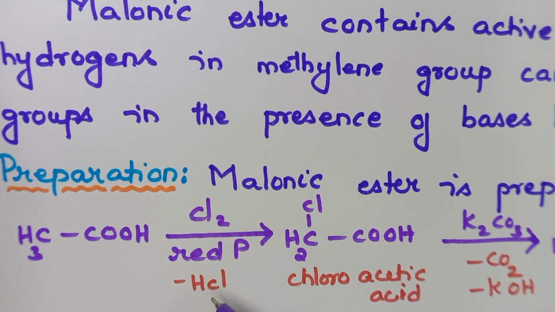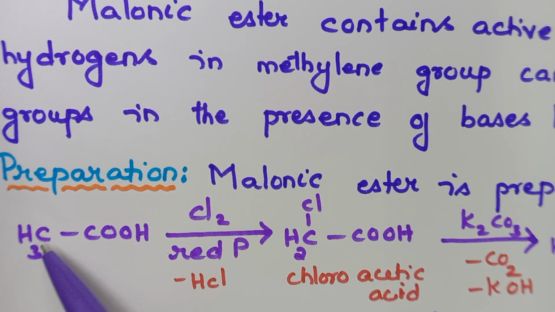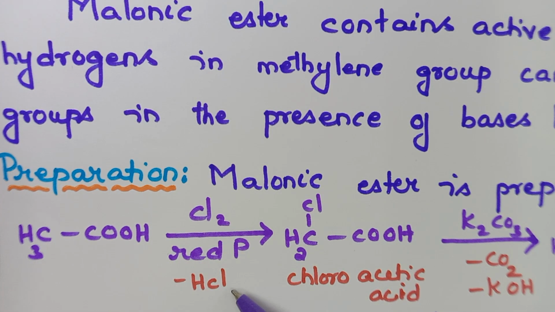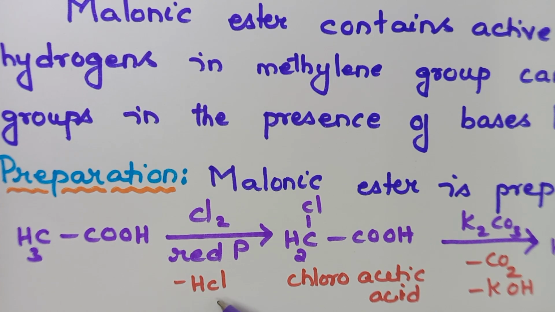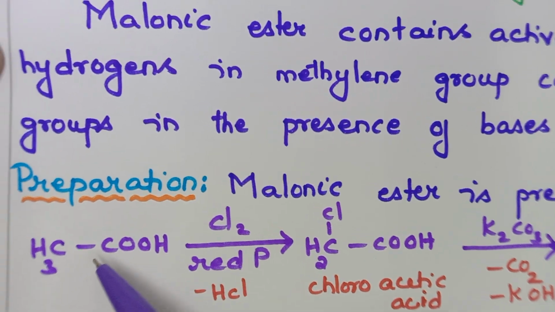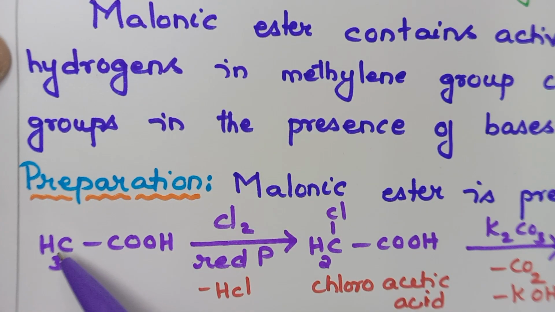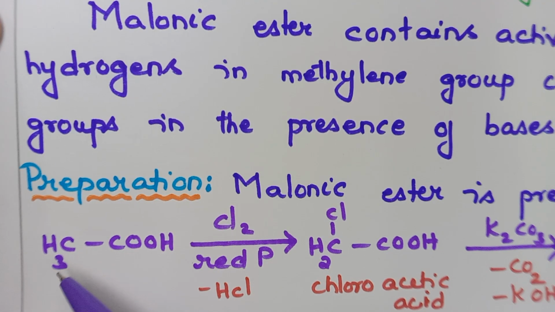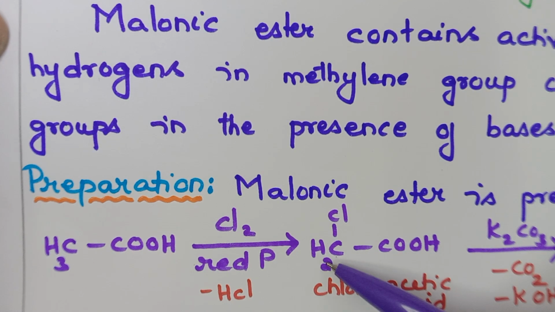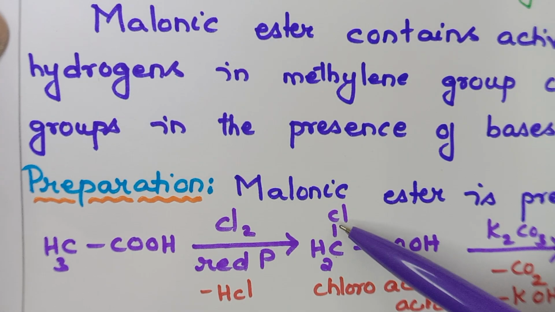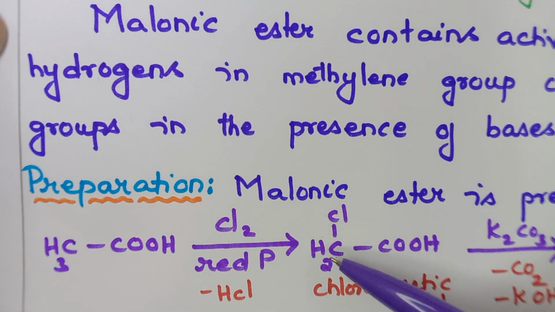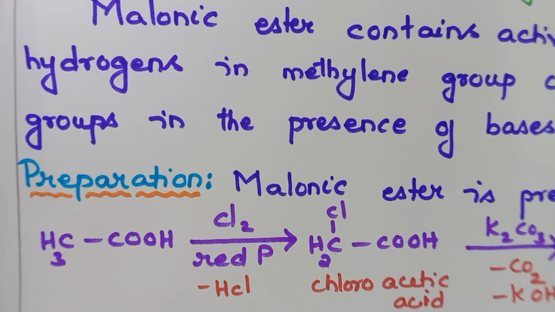So what happens? One of the hydrogens of this methyl group and one Cl come out as HCl. So I have written minus HCl. The other Cl replaces the hydrogen which is removed. So what do we get here? Look here, CH2COOH. Now there is no H here; in the place of H, Cl is replaced. So this is chloroacetic acid. I have written the name here, students.